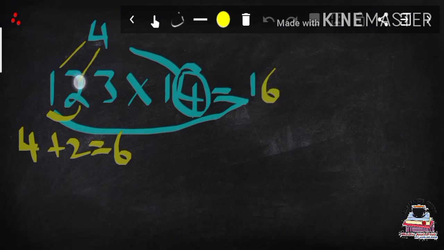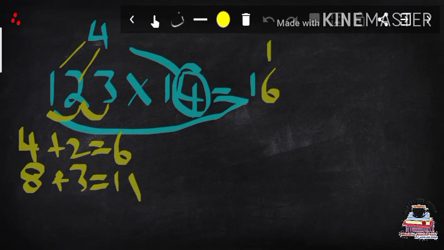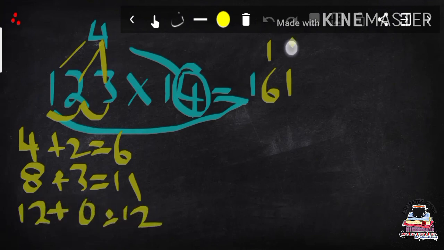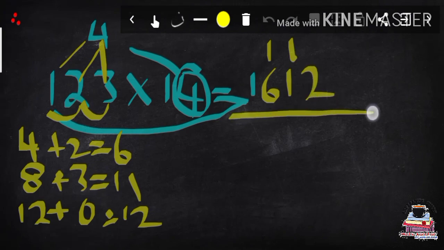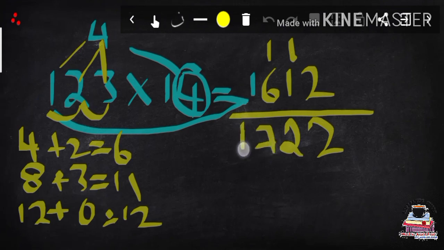And to get the next digit, I am multiplying 4 with 2, that is equal to 8, and then sum up with the next digit, that is 3, so we got 11. In 11 I am taking 1 as carry and writing 1 over there, and to get the last digit, I am multiplying 4 with 3, that is 12. I am taking 1 as carry and writing 2 over there, and our answer for 123 into 14 is 1722.